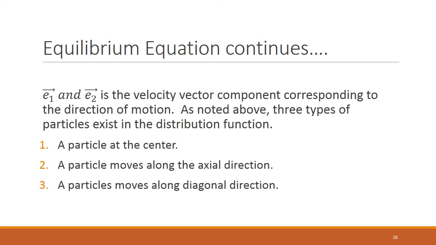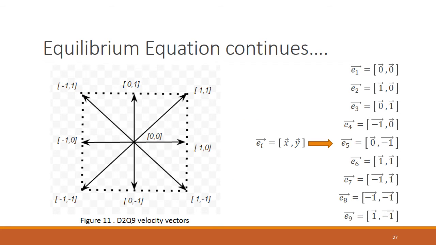So yeah, the equilibrium equation continues. E1, E2 was a velocity vector component corresponding to the direction of the motion. As noted above, three particles exist. The first one is at the center and moving axially. The third one is a particle that moves diagonally. So we look a little bit deeper in here.